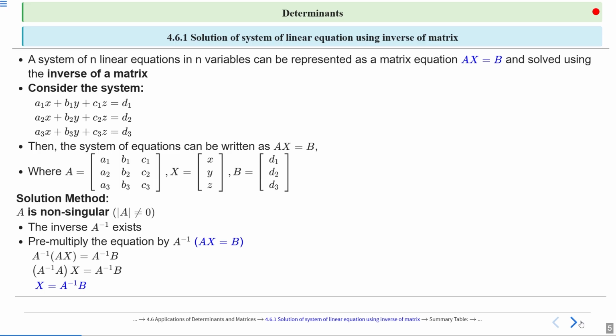So the first condition is A must be a non-singular matrix. That means the determinant is non-zero. Then A inverse exists, and if A inverse exists, then by using this formula, that is X equals A inverse B, we can calculate the variables of the system of linear equations.